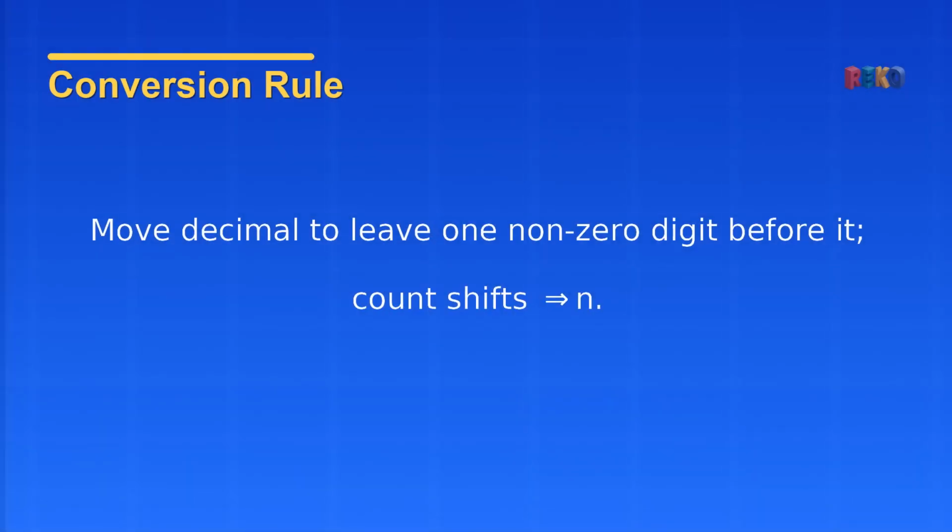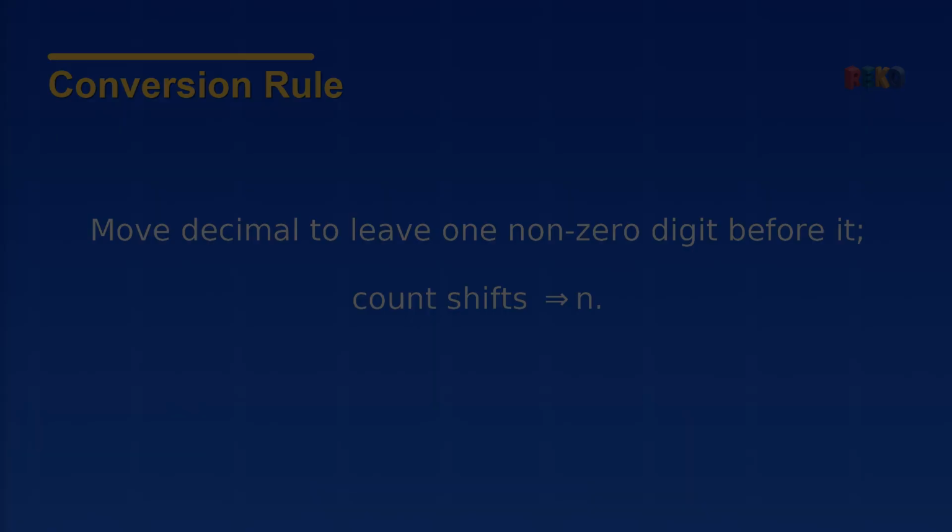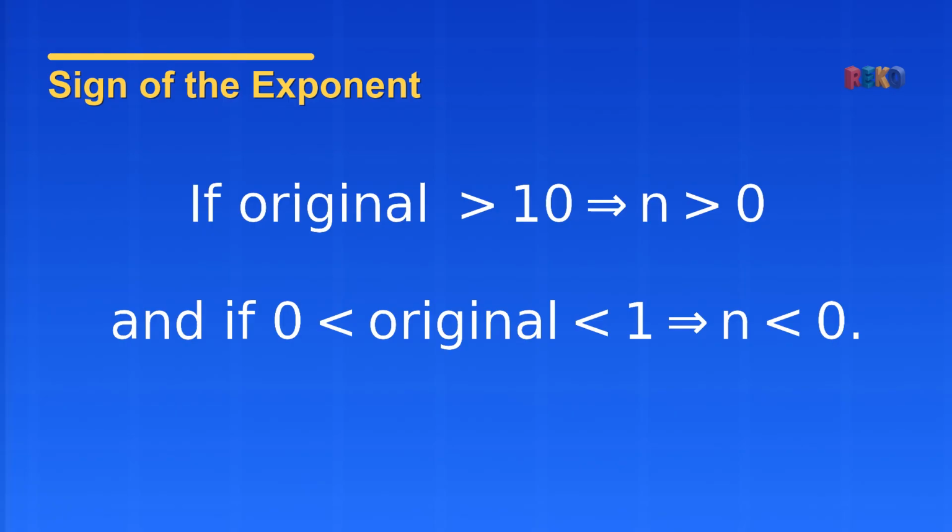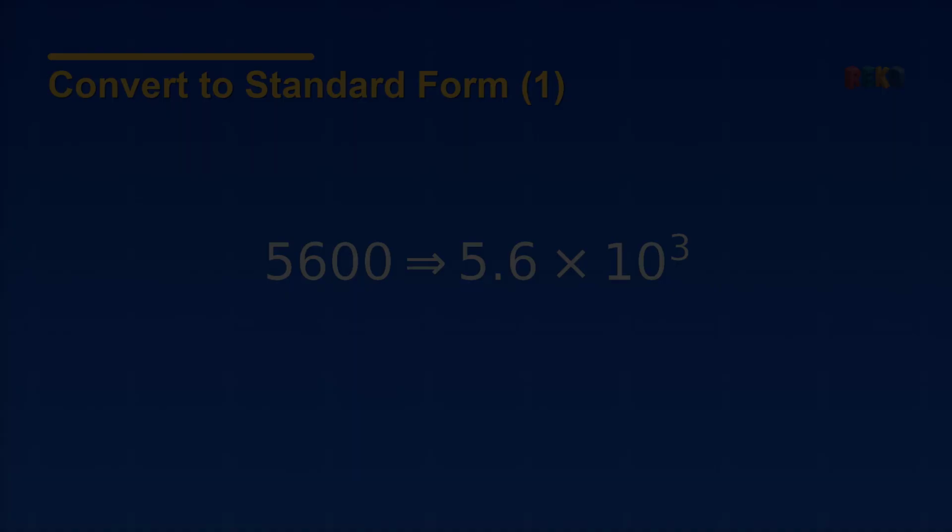Move the decimal so exactly one non-zero digit sits before it, then the number of places moved becomes the power of 10. The sign of the exponent tells us whether the number is large or small. If the original number is greater than 10, the exponent is positive because we moved the decimal point to the left. But if the number is between 0 and 1, the exponent becomes negative. That means we moved the decimal to the right and the value is less than 1.